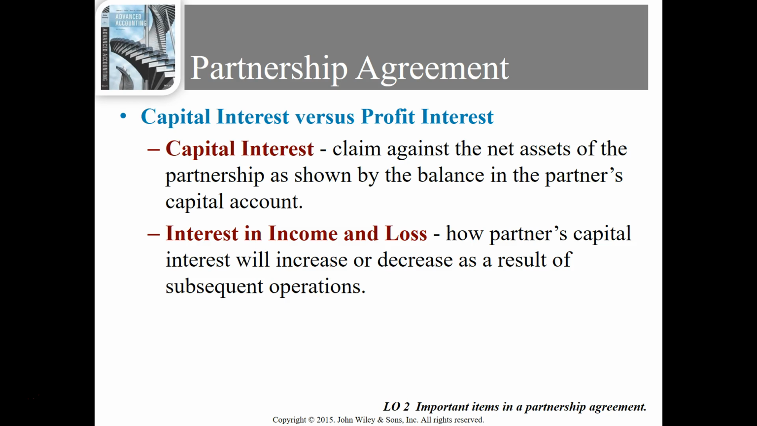Capital interest versus a profit interest. Capital interest is a claim against the net assets of the partnership as shown by the balance in the partner's capital account. Interest in income and loss is how the partner's capital interest will increase or decrease as a result. So as we earn money as a partnership, or maybe as we lose money as a partnership, we're going to be giving that out to the individual people. Those individual people need to know how to account for their income.